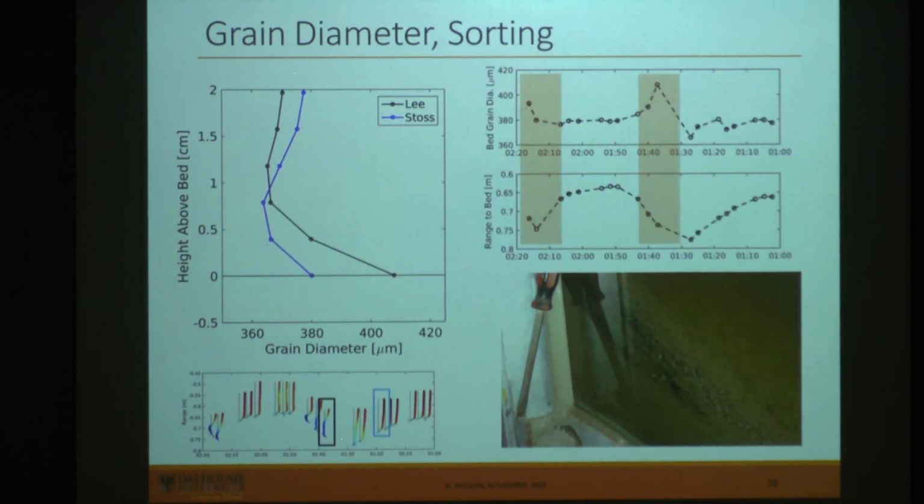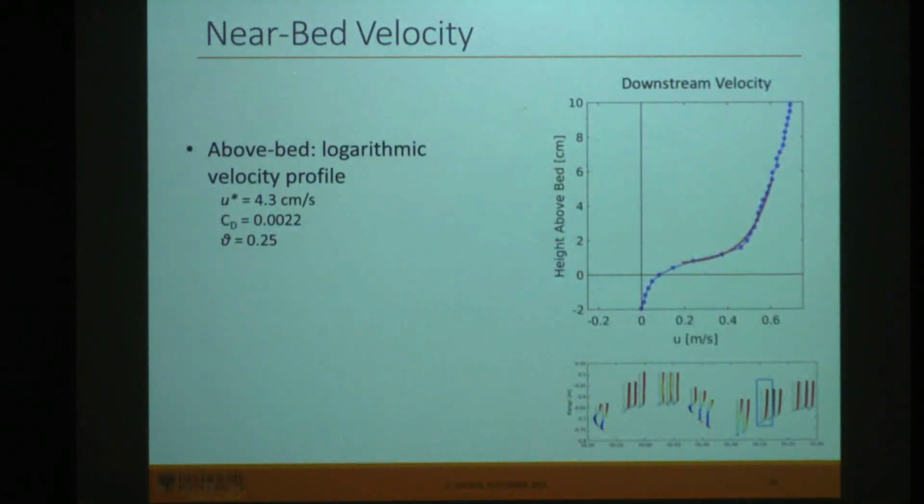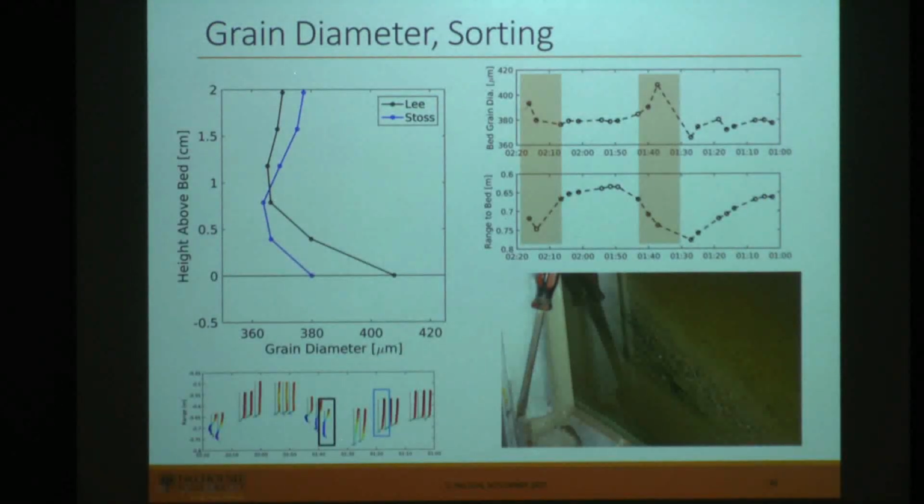And then again, just to take sort of a summary perspective, this is a time series of the bed level grain diameter. So that would be these 2 points here as a function of position along the dune. So again, coarser sediments over the turbulent lee region in these two cases. About 20 microns diameter larger.